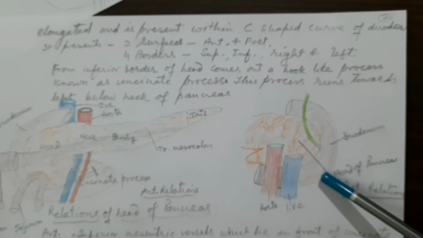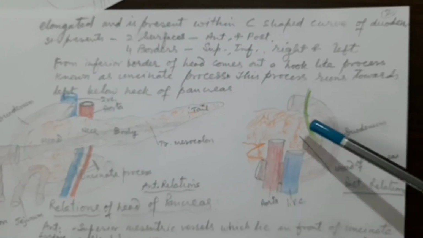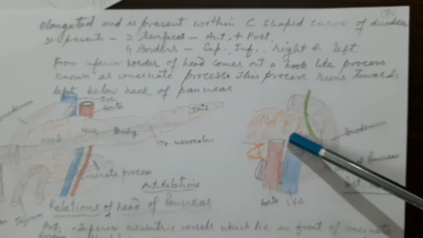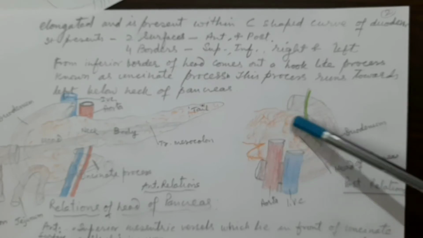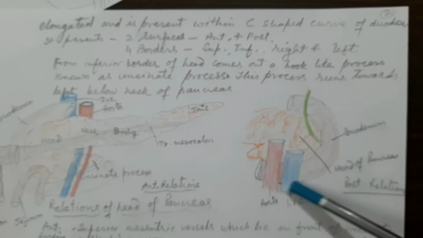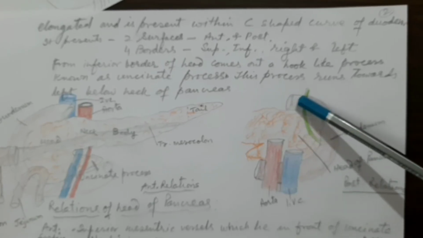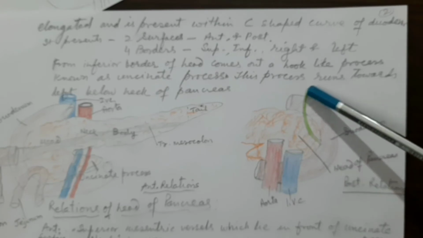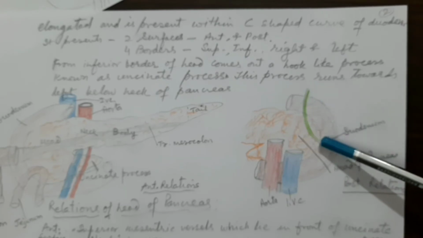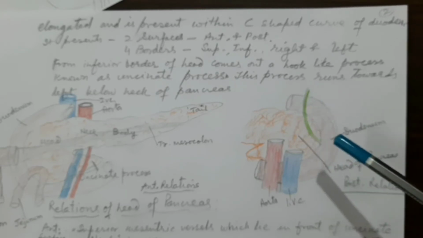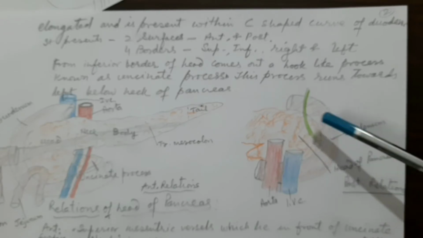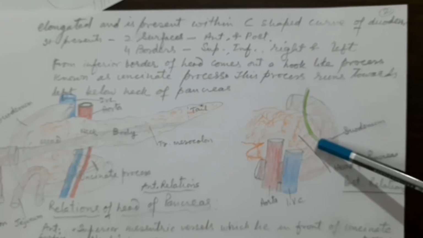Let us have some orientation of this diagram. We are seeing the head from the posterior aspect. In this orange color, I have drawn the head which lies in the concavity of the duodenum. So this is the part of the duodenum which we are seeing from the posterior surface, and this is the bile duct which is opening into the concavity of the second part of the duodenum, on its medial border.